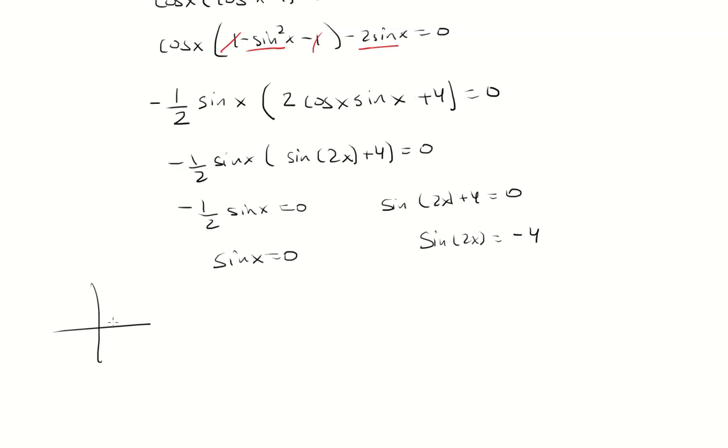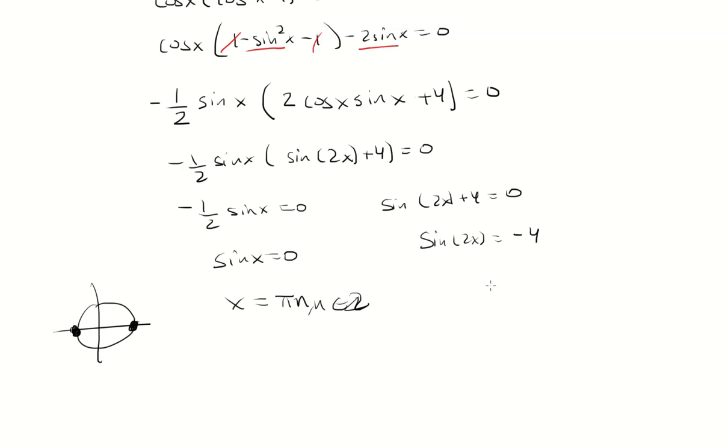Now, when is sine equal to 0? That's going to be here and here. So this will be a multiple of pi. So we'll call it pi n, where n is an integer.